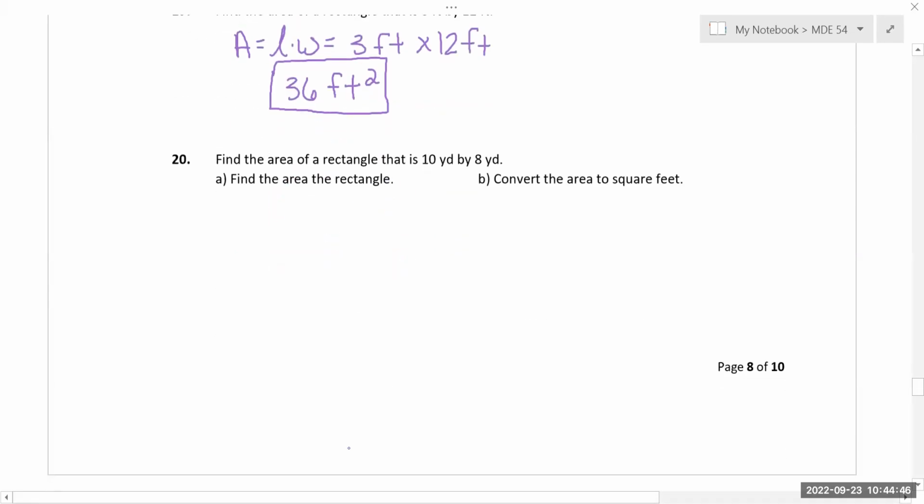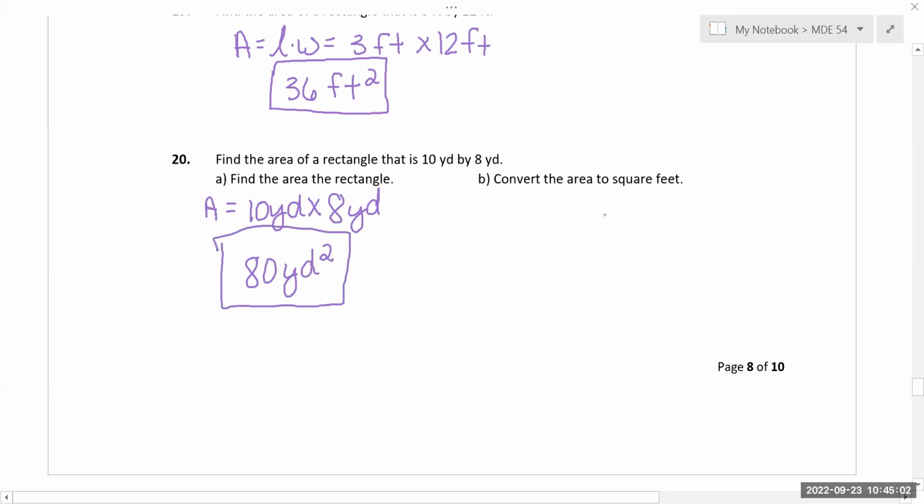And then if I want the area of a rectangle, okay, let's do this one. That's 10 yards by 8 yards. I'm getting 80 yards squared. But then we're going to be asked to convert that to square feet. So 80 yards squared is 80 yards times yards. And if I want square feet, that's feet times feet. So I need 2 of these conversions to convert it over.